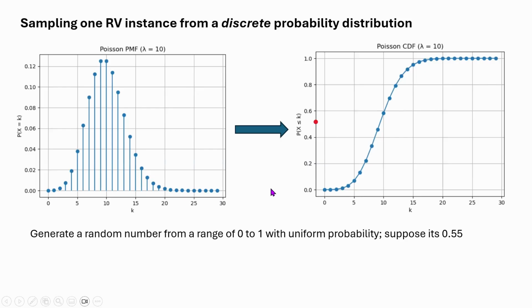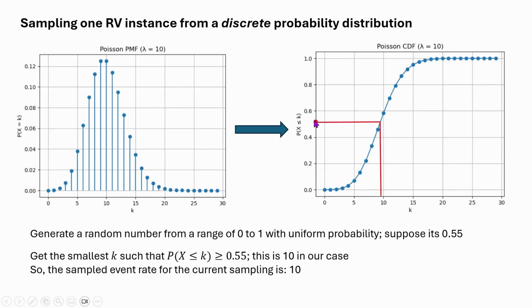What we are going to do now is simply draw this line, right? Now, we have to go through these points and their CDF values, and we have to find the smallest value of k where the CDF value is just above this particular value.